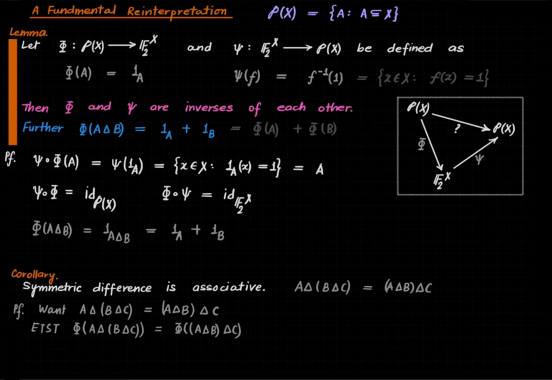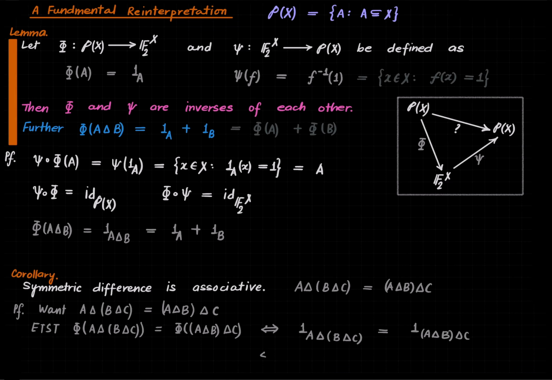Here we are only using the injectivity of phi. Showing this is equal to this is equivalent to showing this equation because phi is injective. Phi is a bijection, that's fine, but in particular it is injective. So if phi gives the same output on two different inputs, the two inputs must be the same. But now what is this? This is equivalent to showing that the indicator of the left side is equal to the indicator of the right side.